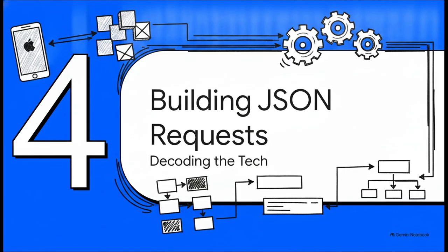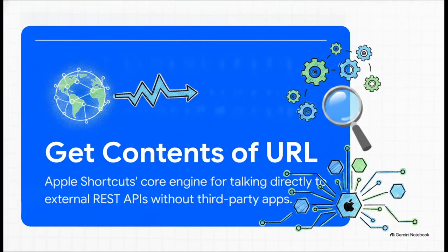Let's decode the tech. So, we're shifting from the who of our heist crew to the how. And if you're not a coder, don't worry. This is the absolutely crucial concept to grasp, the Get Contents of URL action. This is Apple Shortcuts' built-in core engine. It literally allows your device to talk directly to external REST APIs. It's the secret sauce that lets us bypass paid third-party wrapper apps completely and connect straight to the AI providers.